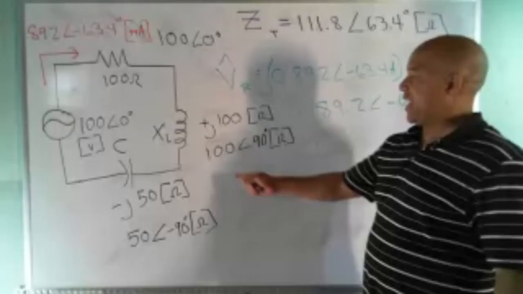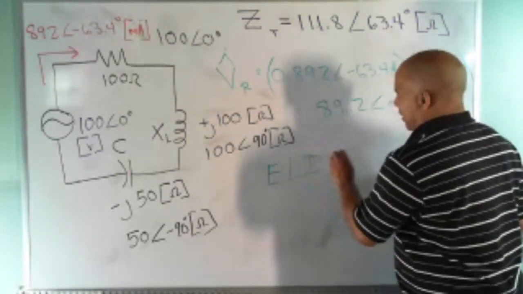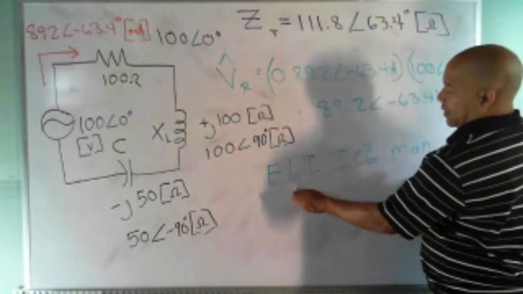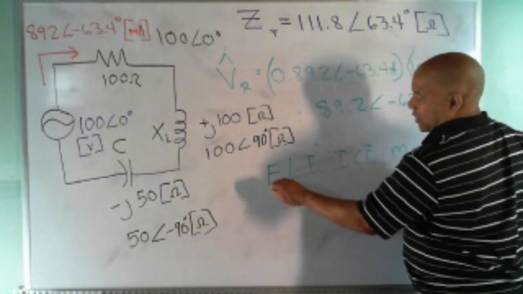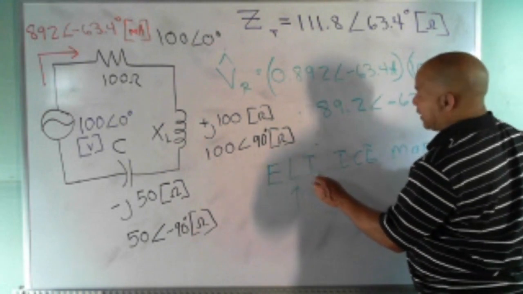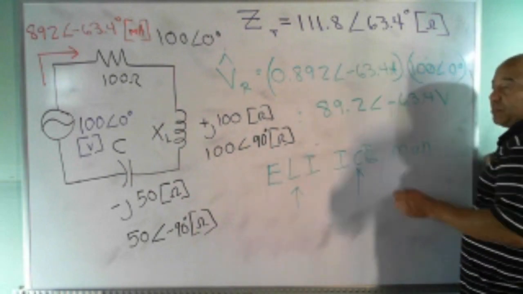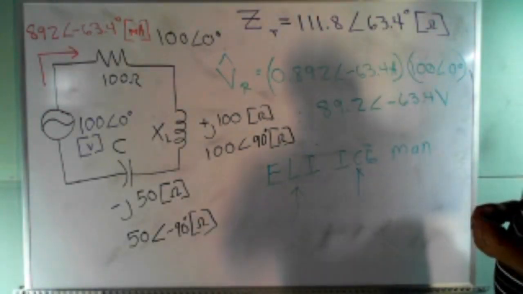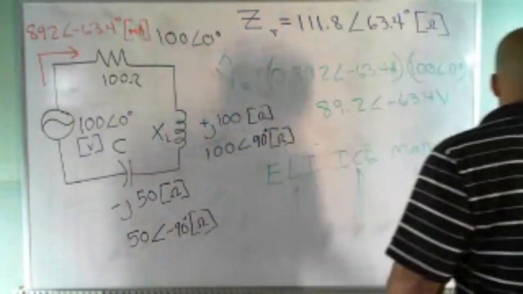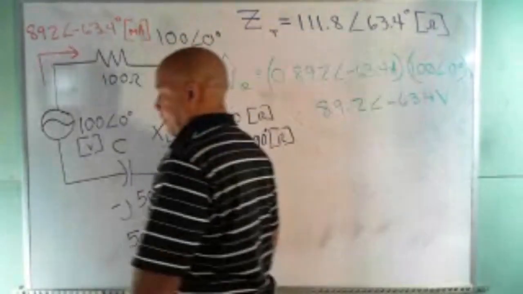If I have just XL, then I've got to use that ELI the ICE man. ELI, ICE man. So if I have an inductor, then voltage comes before the current. If I just have the inductor by itself, the phase is 90. If I have a capacitor, then the current is going to come before the voltage. Again, the phase would be 90, but that's not what we're doing now. Let's find the voltage across the inductor. So let me put a box around this so it's easy to see.